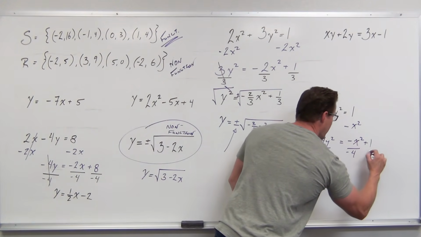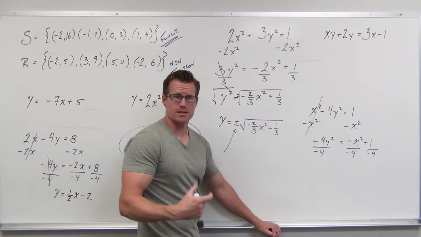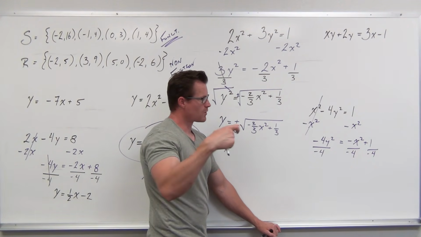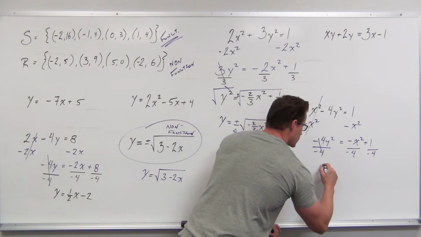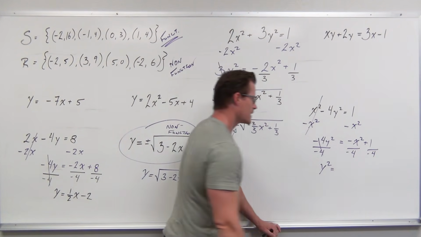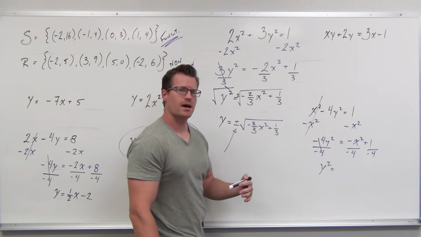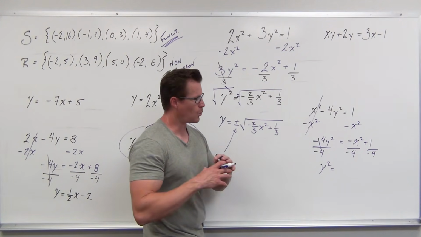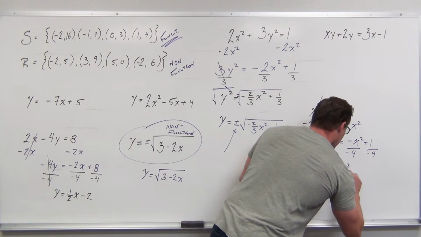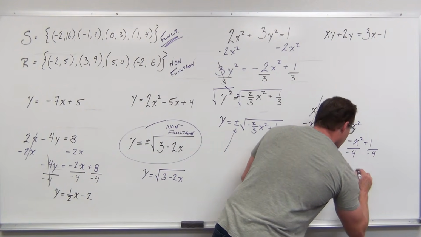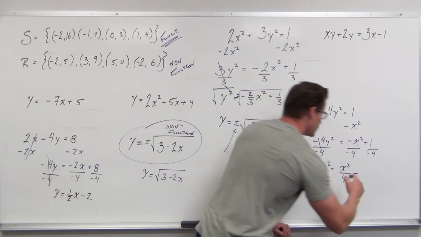4. When you divide, we're trying to get positive 1 on the side that we're trying to solve for a variable. So negative 4 over negative 4 is positive 1. Positive 1 times y squared gives us y squared. On the right-hand side, a negative divided by negative is a positive. So you can write that as x squared over 4 or 1/4 x squared. It really doesn't matter. Minus 1/4. So we're adding a negative now.